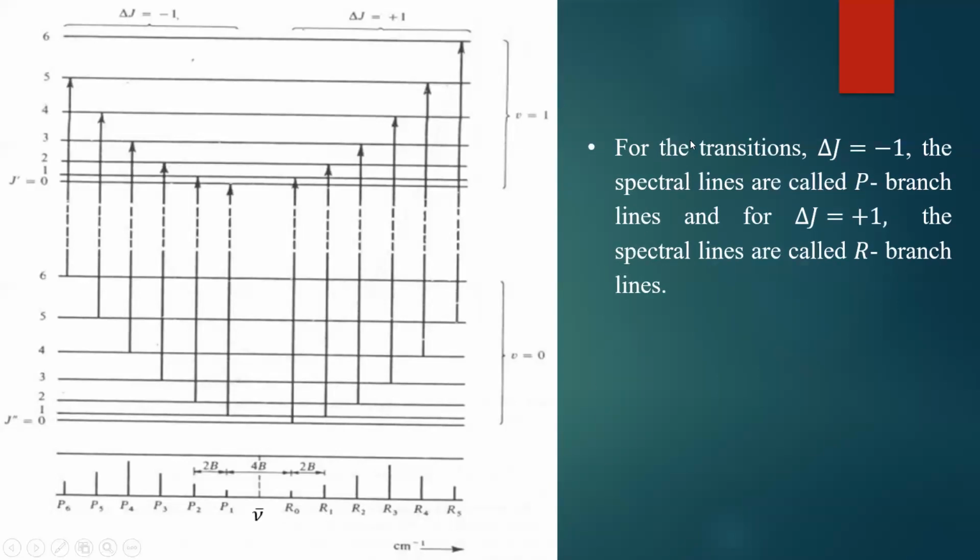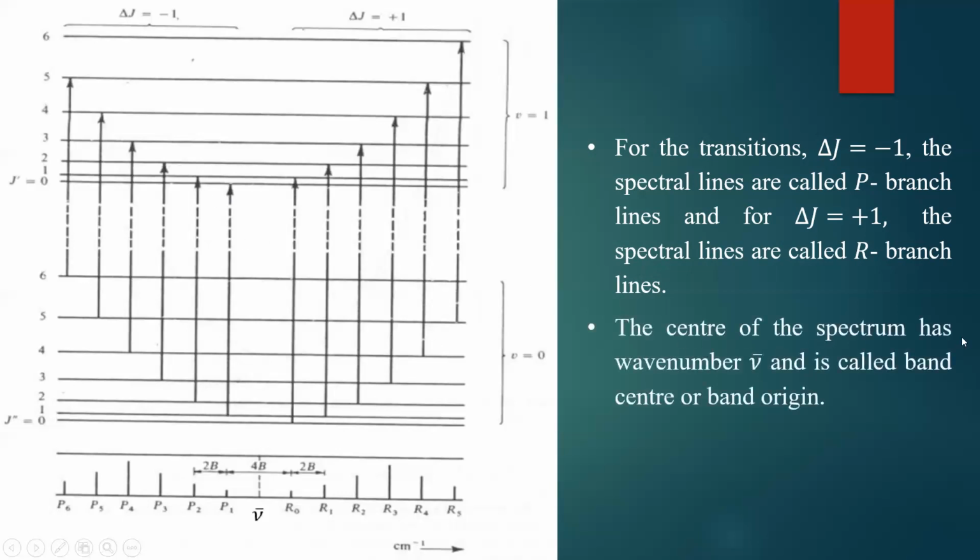Now you observe that for the transition delta J equal to minus 1, the spectral lines are called P branch lines. And for delta J equal to plus 1, the spectral lines are called R branch lines. Already I have explained: from the initial value of J to the final value of J, you take the difference. If J is increasing, then delta J equal to plus 1. They are called R branch lines, and R branch lines are on the higher wave number side and P branch lines are on the lower wave number side because of the lesser energy gap between the energy levels here.